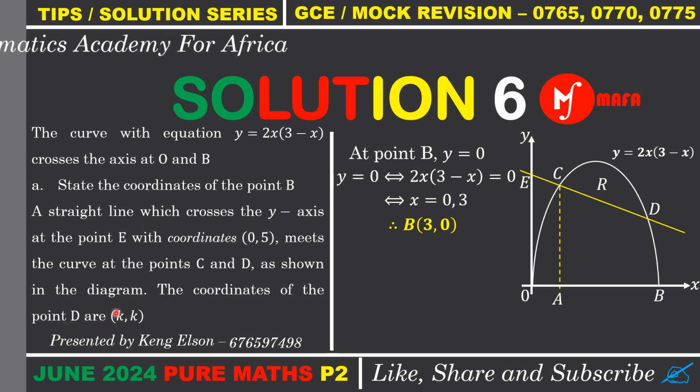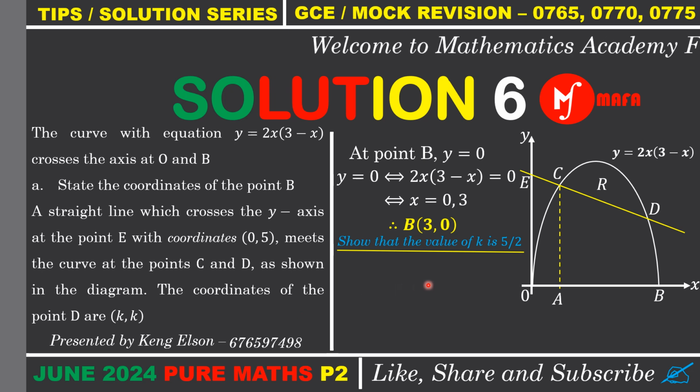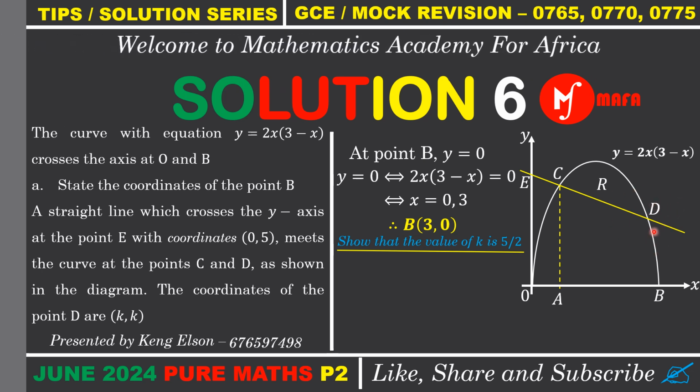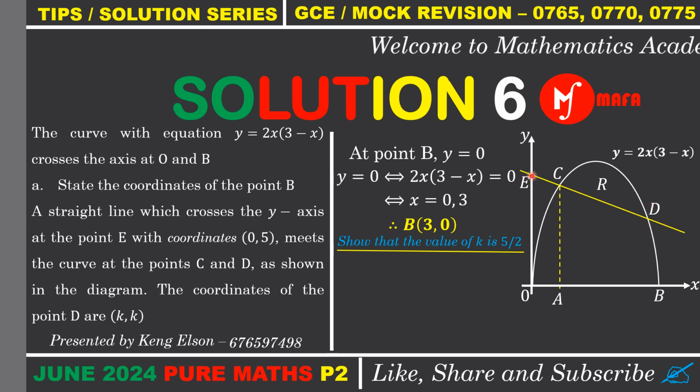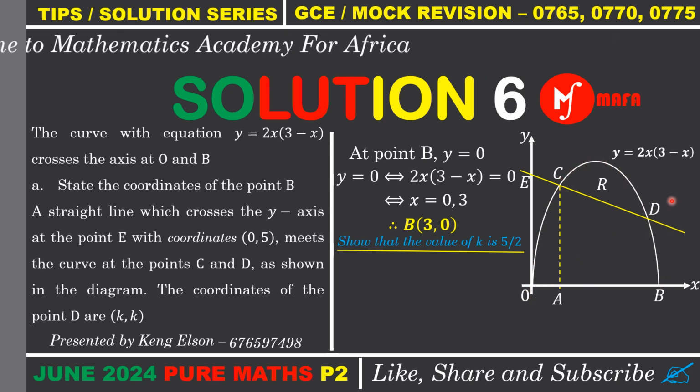Now, the coordinates of the point Z are k and k. The second question says that we should show that the value of k is equal to 5 divided by 2. So we are going to analyze the graph now, okay? According to the graph and the equation, we have a line which is meeting the curve at 2 points, at the point C and at the point Z.